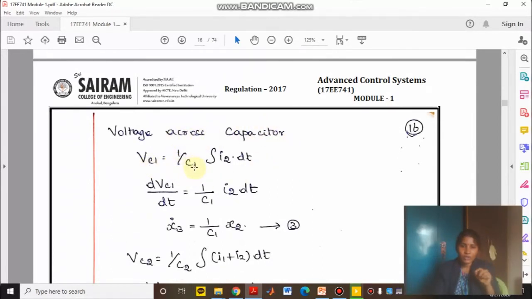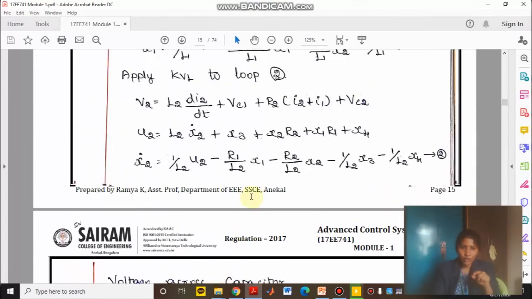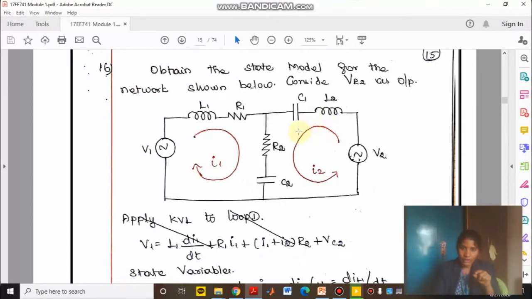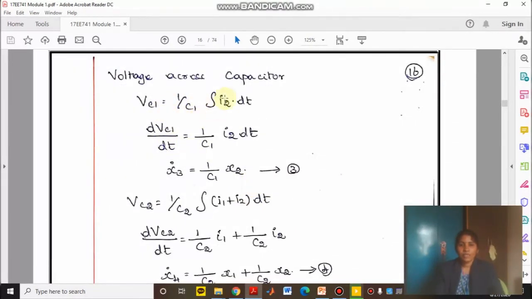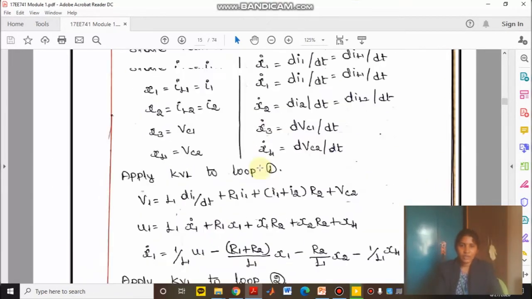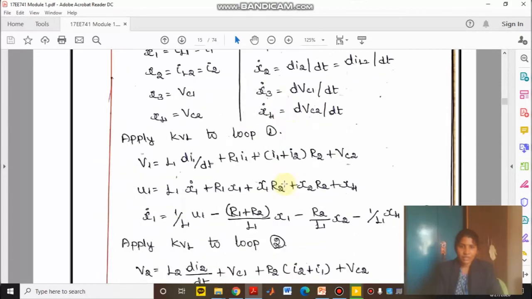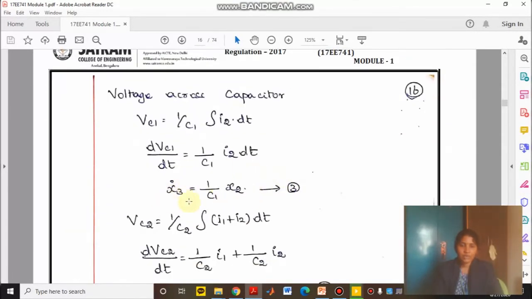What is the voltage across the capacitor? Vc1 is equal to 1 by C1 integration of I2 dt, because the current flowing through C1 is only I2, whereas the current flowing through capacitor 2 is going to be I1 plus I2. Now to remove this integration, I have to differentiate. So I will get dVc1 by dt equal to 1 by C1 into I2. dVc1 by dt is nothing but x3 dot. So from this we can identify x3 dot.